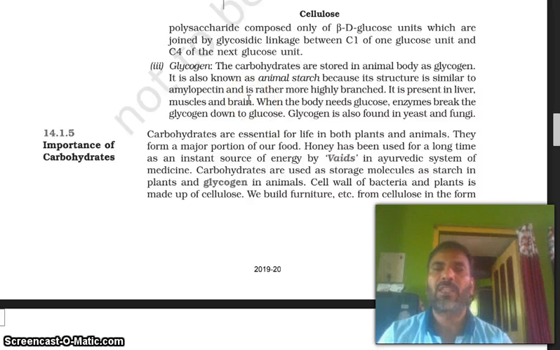Glycogen. The carbohydrates are stored in the animal body as glycogen. It is also known as animal starch because its structure is similar to amylopectin and is rather more highly branched. It is present in liver, muscles and brain. When the body needs glucose, enzymes break the glycogen down to glucose. Glycogen is also found in yeast and fungi.